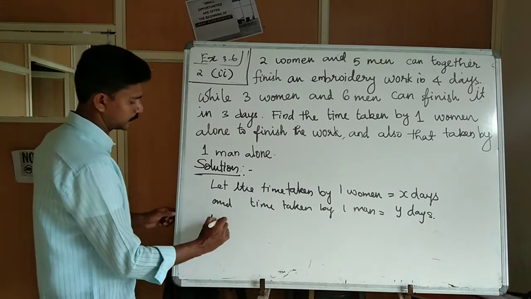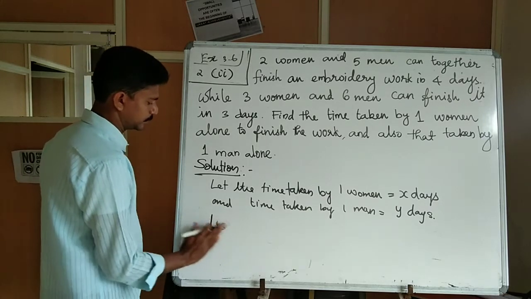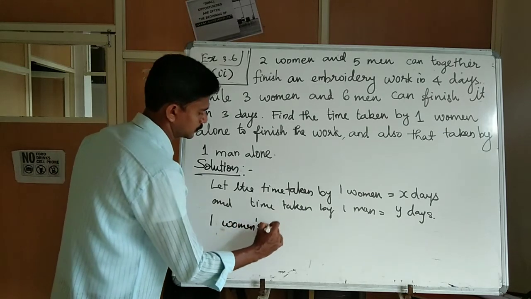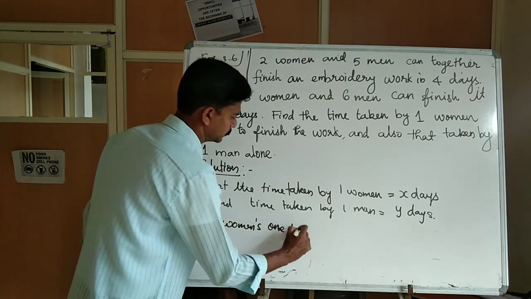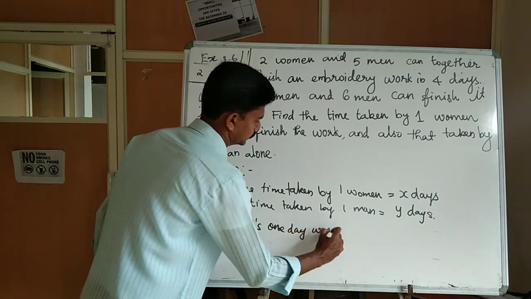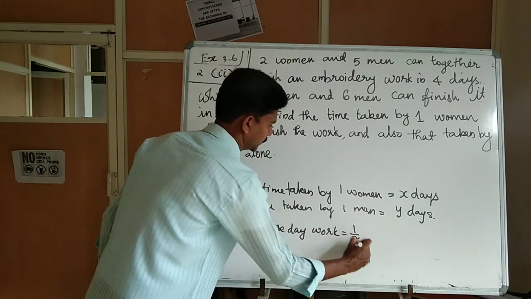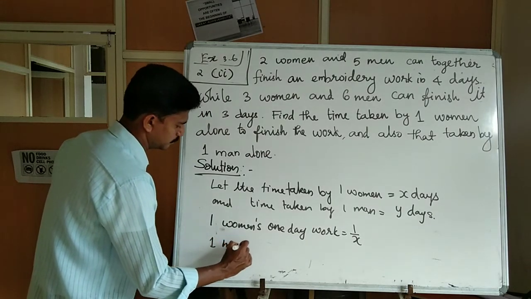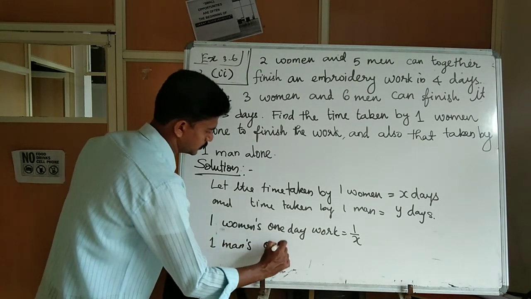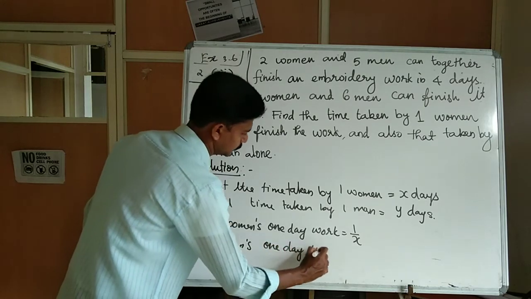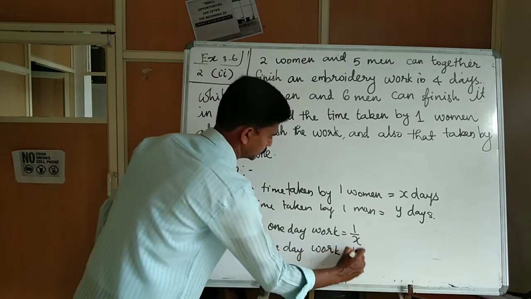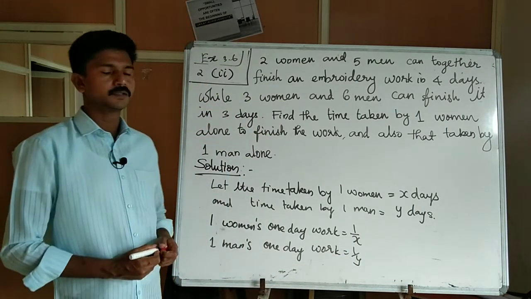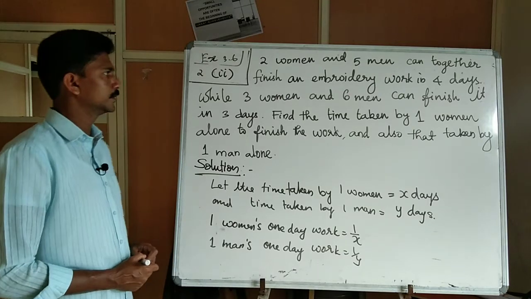So one woman's 1 day's work we can write is equal to 1 by x. One man's 1 day's work is equal to 1 by y. So we have taken like that.